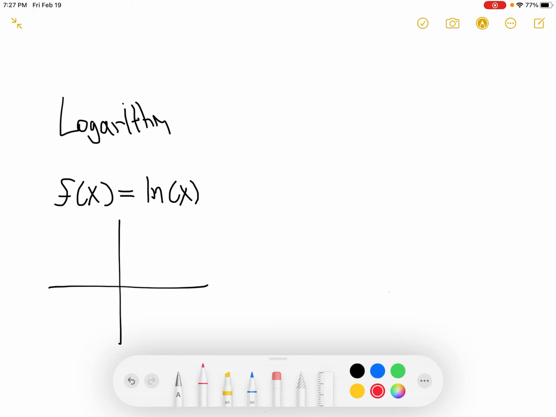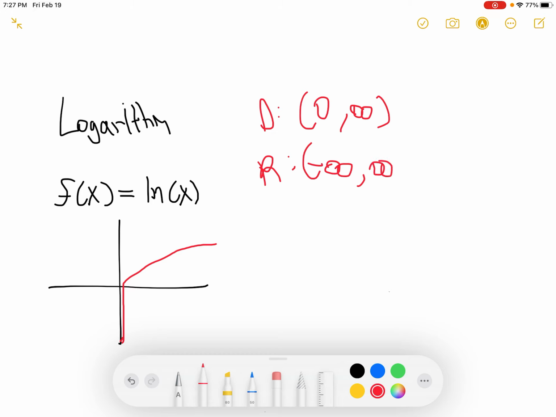So basically for this one, it kind of just starts out right here. It never touches the y-axis. And then once it gets into this quadrant, it goes crazy and goes like that. That's basically what happens. So the domain would be 0 to positive infinity, because it never touches 0 and it never goes over to this point. And the range is going to be negative infinity to positive infinity. So you see the domain and range just switched from the exponential one.